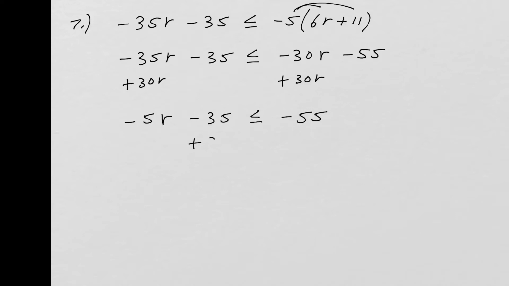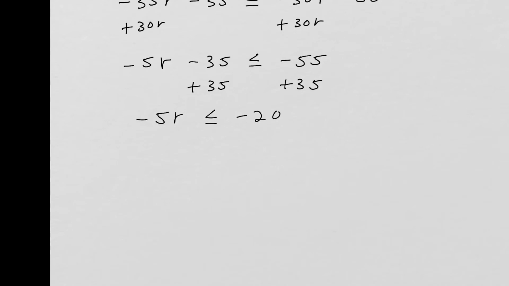Then I'm going to add 35 to get rid of it on the left-hand side. So I have negative 5r still less than or equal to, and then this is going to be negative 20. But then in this step, to get r by itself, I have to divide by negative 5. Here's where I have to switch the sense of the inequality, from less than or equal to, it has to now become greater than or equal to. And then negative 20 over negative 5 is a positive 4. So it should be r is greater than or equal to 4, which is C.